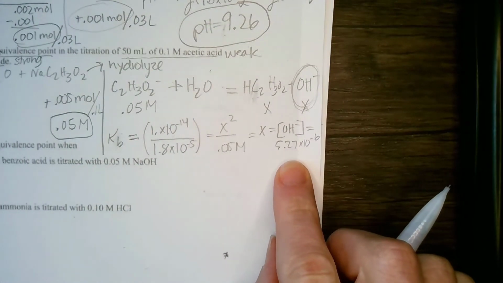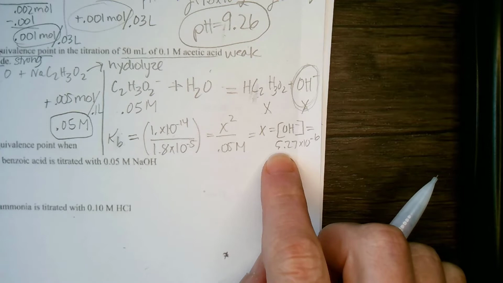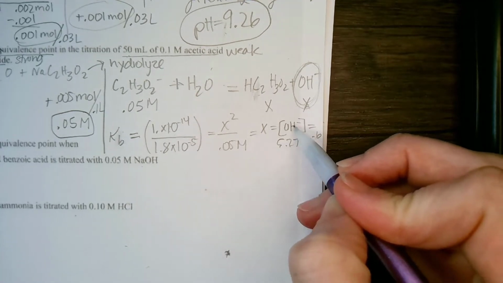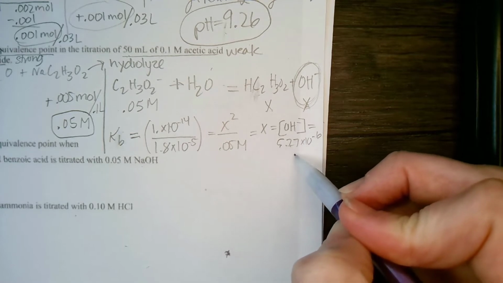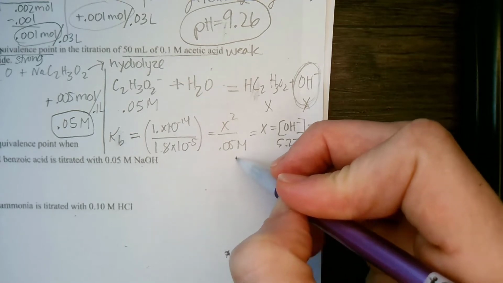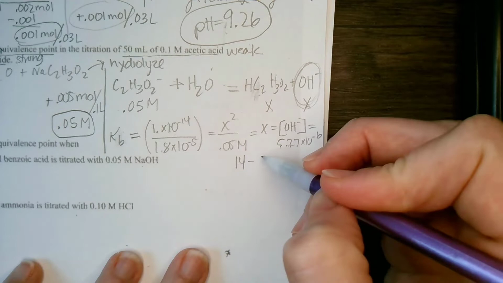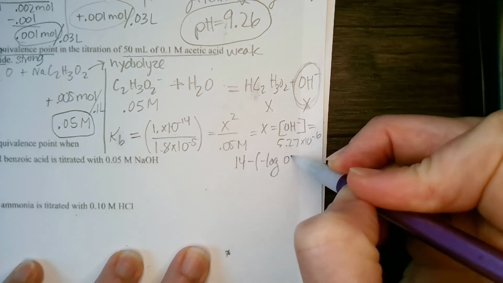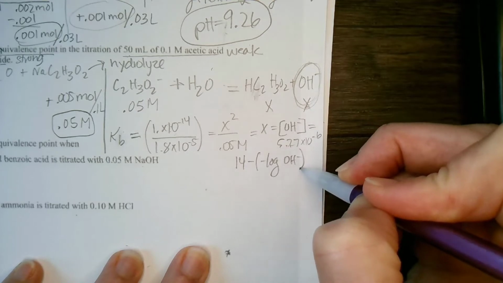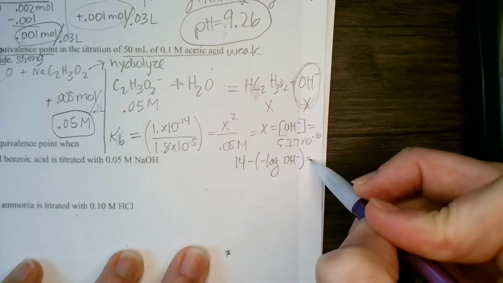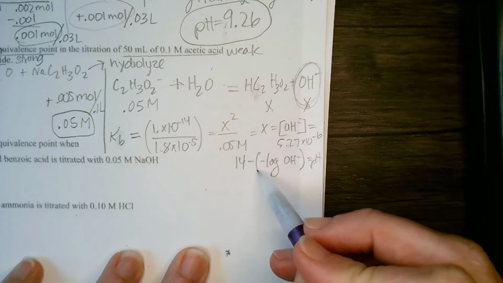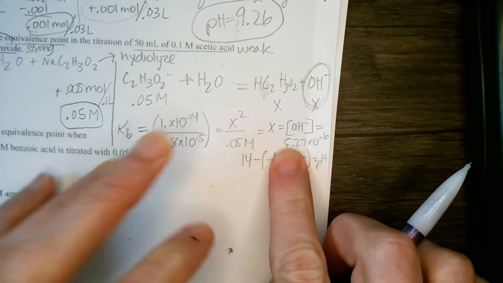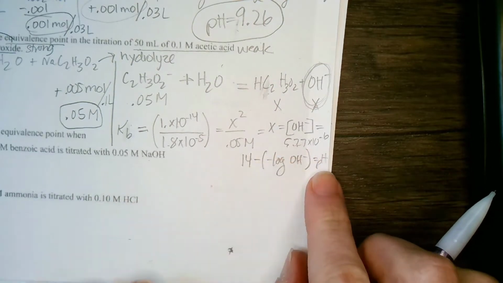Okay, how do we find the pH if we know the hydroxide ion concentration? Well, if I take the negative log of this number, that gives me the pOH, and then 14 minus that answer, so 14 minus the negative log of OH should give me my pH, right? If I take the negative log of hydroxide, I get the pOH. 14 minus pOH will give me the pH.